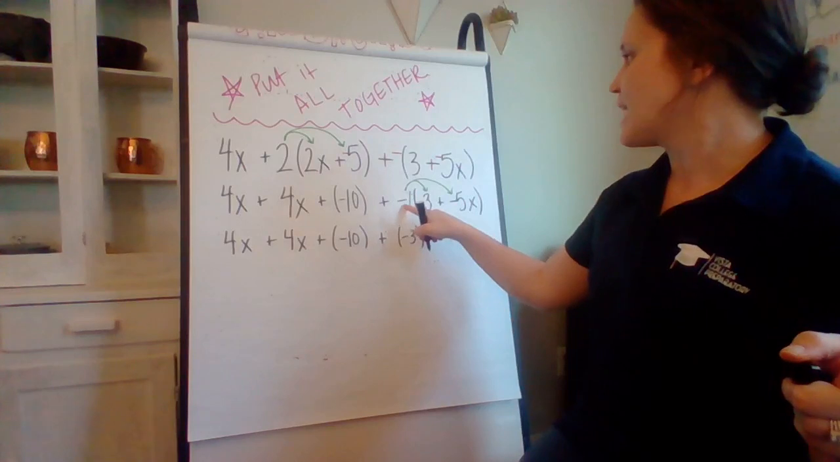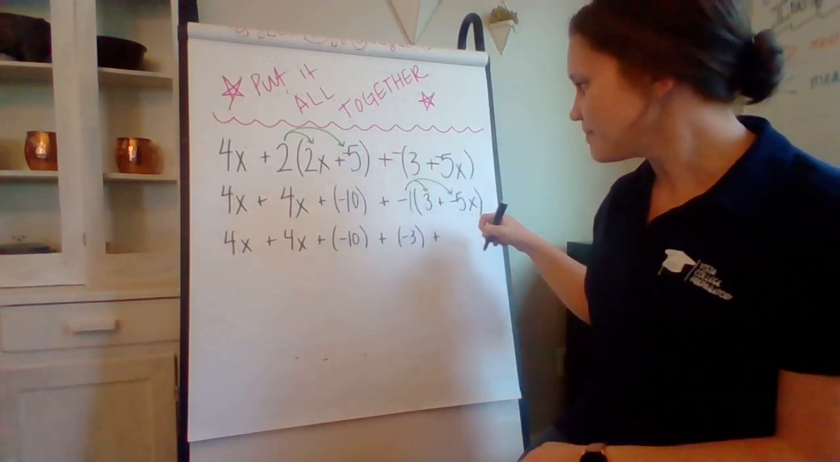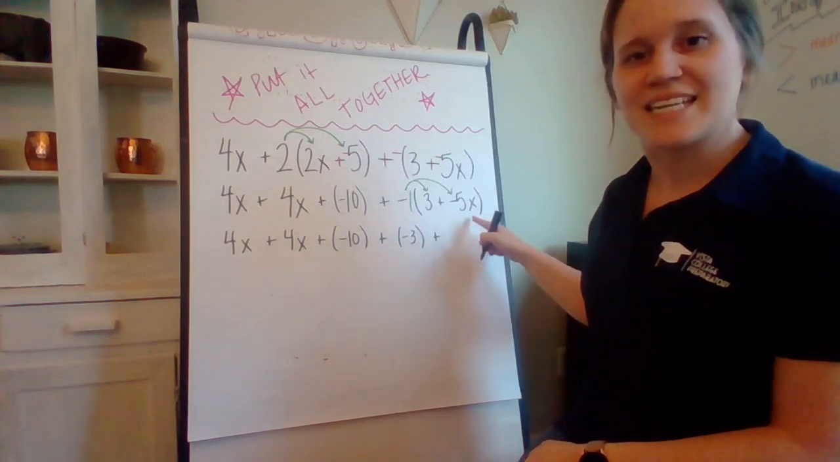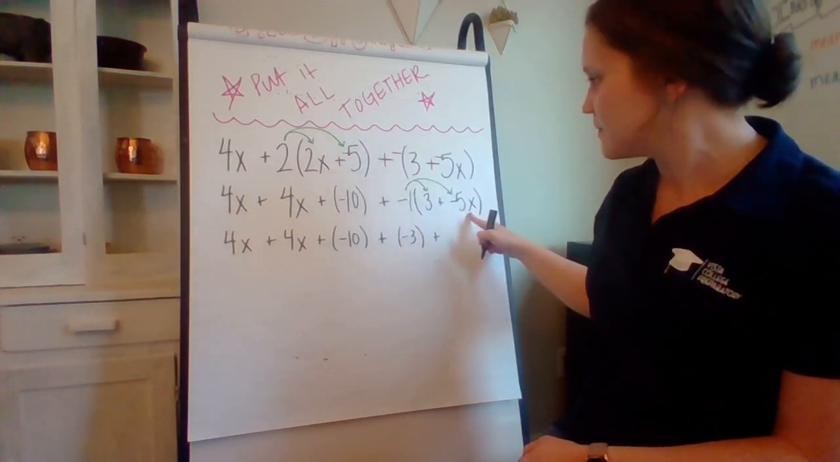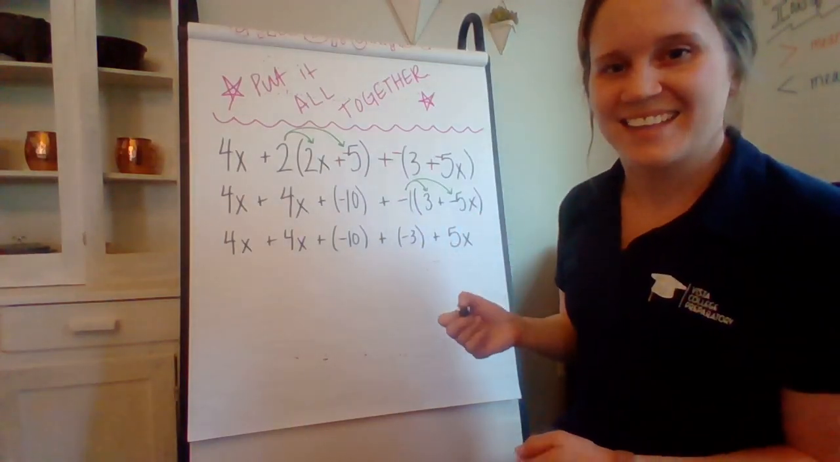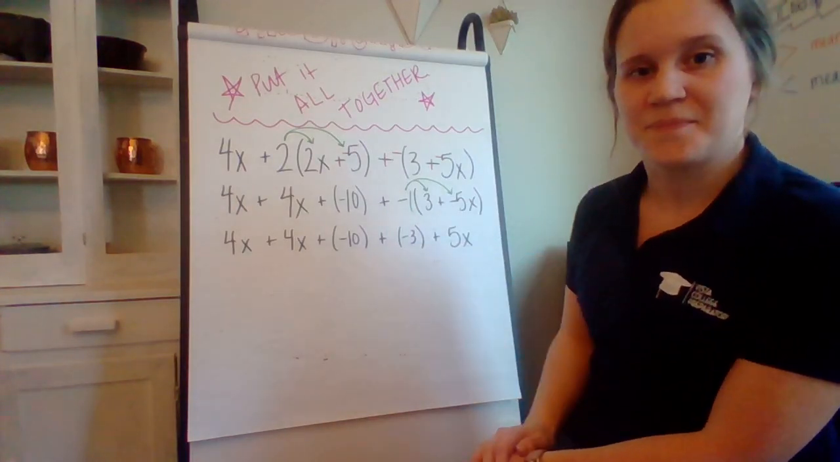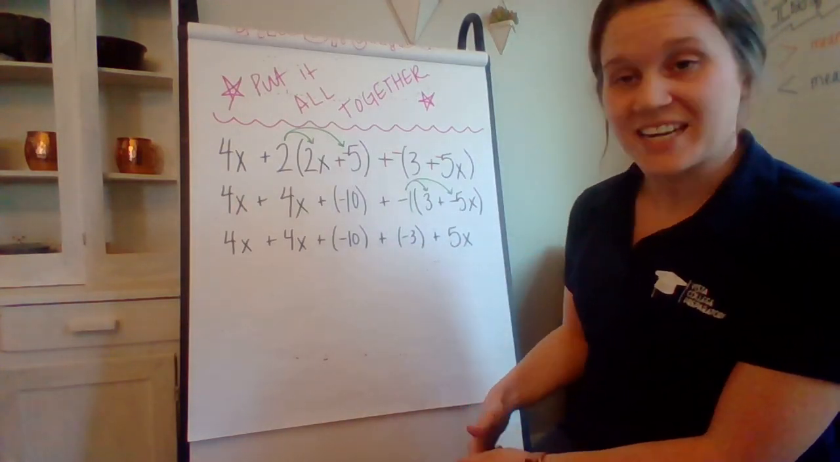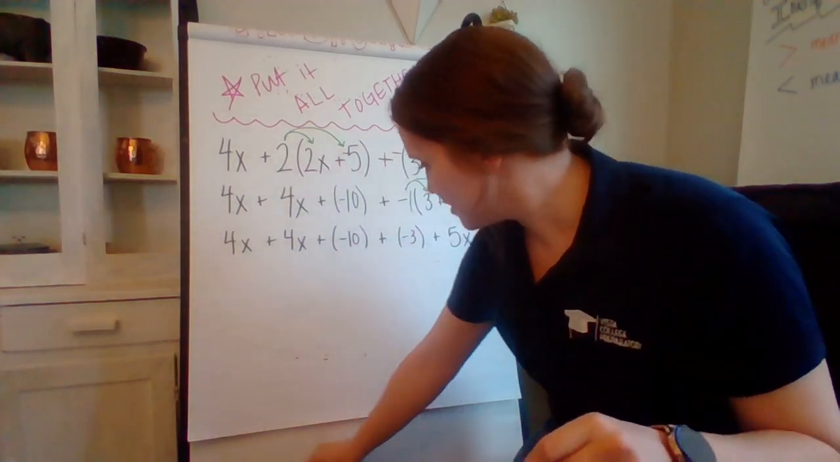plus, what's negative 1 times negative 5? Excuse me, I said negative 5. I meant negative 5x. What's negative 1 times negative 5x? A negative times a negative is a positive. Positive 5x. All right, are we finished? If you have to ask that question, you are not finished.